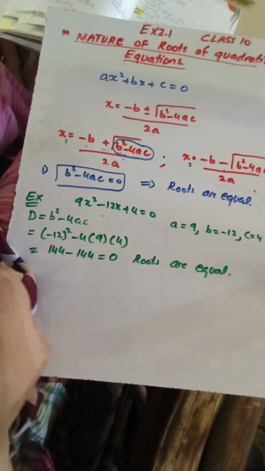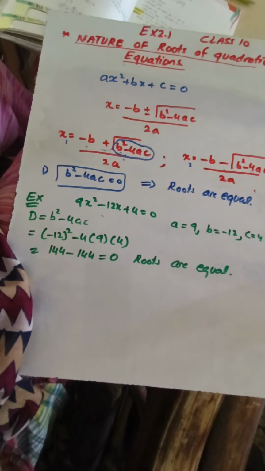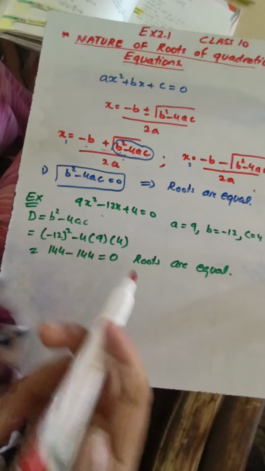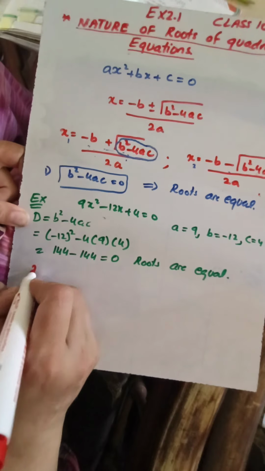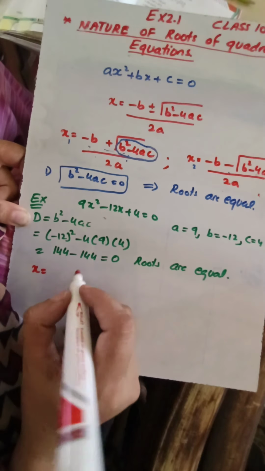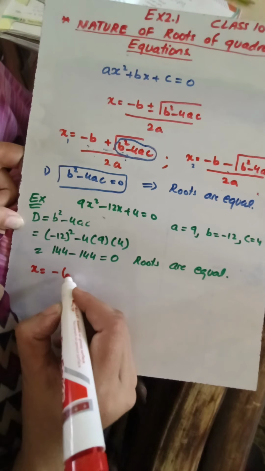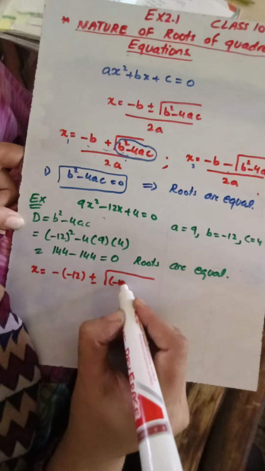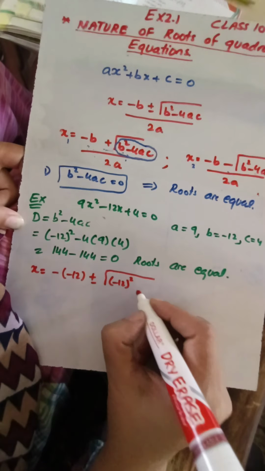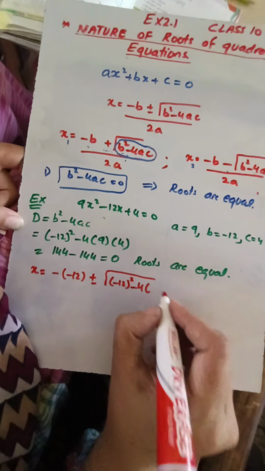Okay, in order to verify this, we can solve this and actually check whether these are equal or not. In order to check that, I am going to use this formula. X will be minus b, what is b? Negative 12, minus negative 12 plus minus the square root of negative 12 whole square minus 4 into a into c.